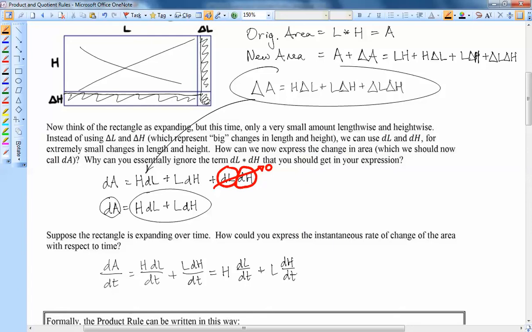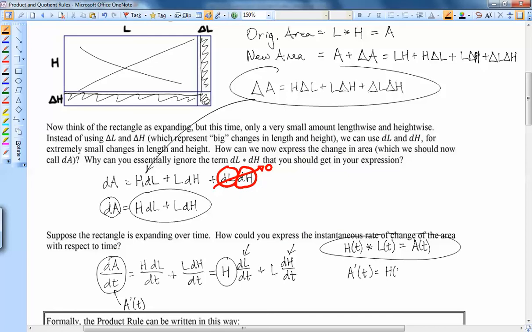Okay, now this says area depends on time, just like length depends on time and height depends on time. If the thing's expanding over time, then I should be able to give you a time and you should be able to give me the length and height. So h is really a function of time, L is really a function of time, and A is really a function of time. And so if I have this, which I know is true, area always equals the length times the height, then I can write A prime of t. So A prime of t is equal to regular h, which is a function of t, times the derivative of L with respect to t, so that's L prime of t, plus regular L, times the derivative of h with respect to t.